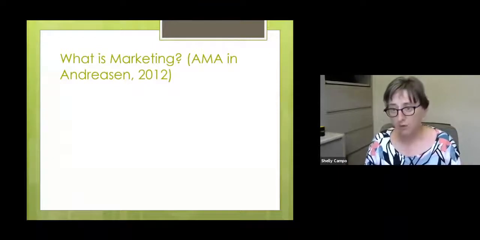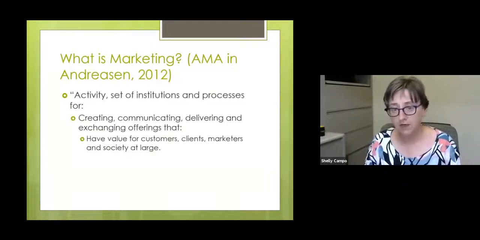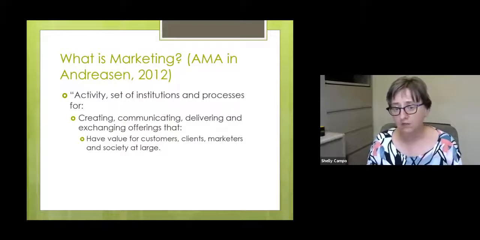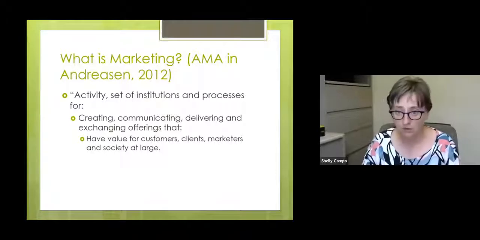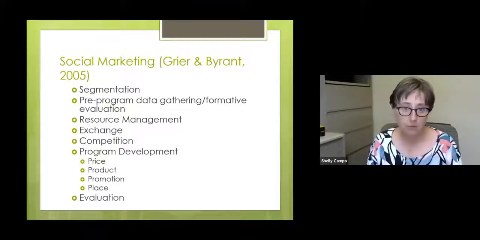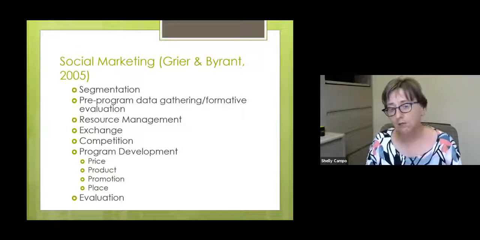Marketing, which is closely related, is really thinking about the commercial side, which is an activity, a set of institutions and processes where we create, communicate, deliver, and exchange things. And these have value for a customer, client, marketer, and society at large. So you can already see a little bit of level of overlap there. So the two together are often thought about as social marketing, which is basically borrowing the best principles from commercial marketers and applying them to social products and social goods.